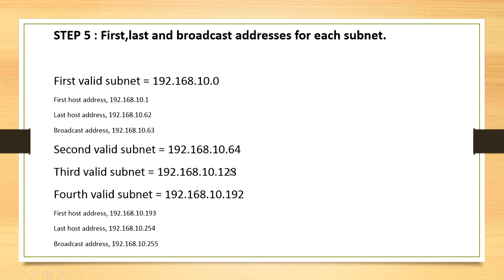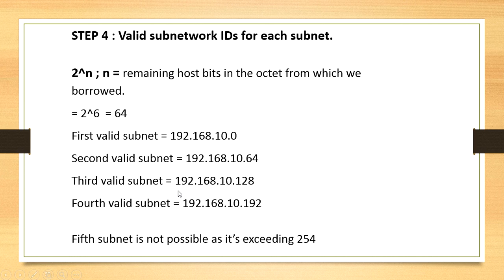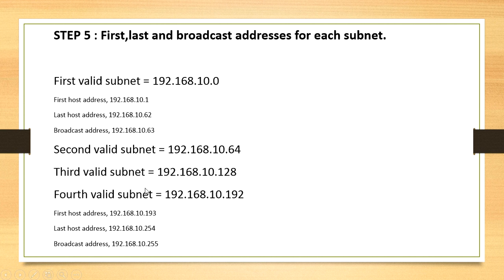So adding up 64 we got the network ID. So this is the fourth valid subnet, and the first host address for the fourth valid subnet will be 192.168.10.193, and the broadcast address for the fourth subnet will be 192.168.10.255. This is how we can find the valid subnetwork ID, first host address, last host address, and the broadcast address of each subnet.